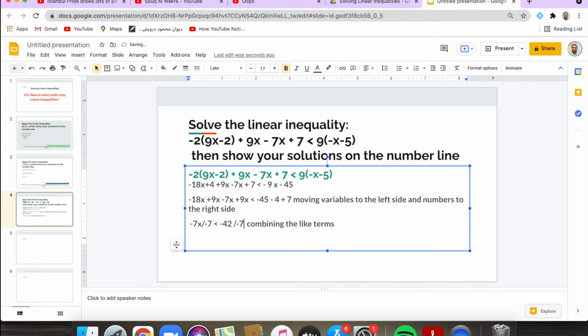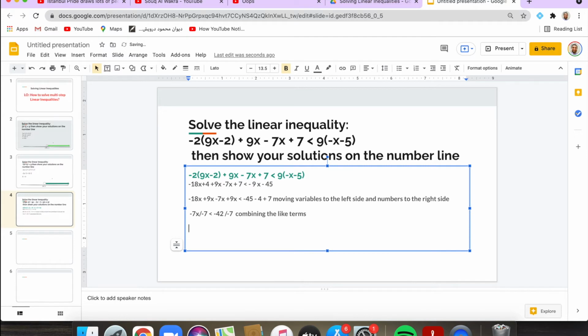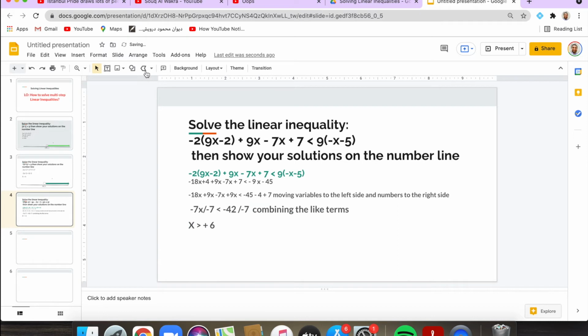Divide by negative 7. But remember, when I divide by a negative number, I have to flip the direction of the inequality. So it will be negative 7x divided by negative 7. So it will be x. Now, less than will be greater than. Negative 42 divided by negative 7 is positive 6. So x is greater than 6. Now, I will show the teacher my solutions, the infinite solutions actually. There are a lot of numbers that are greater than 6.